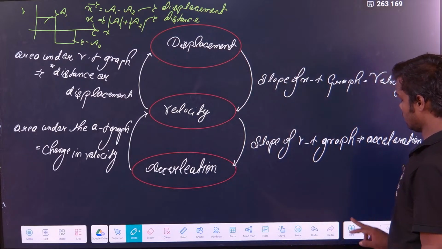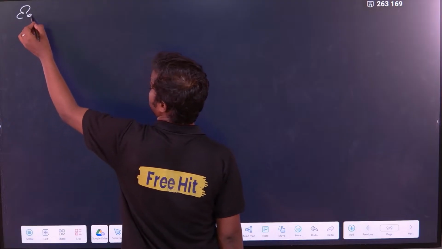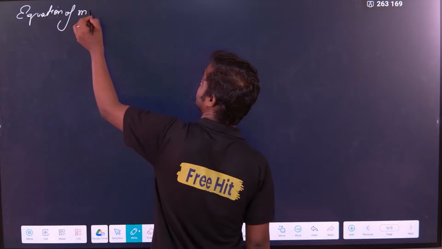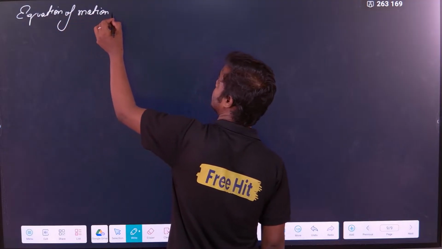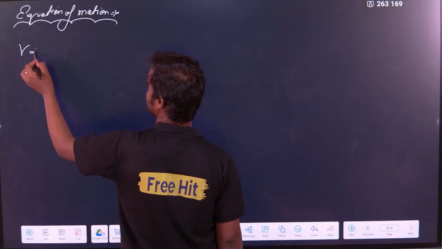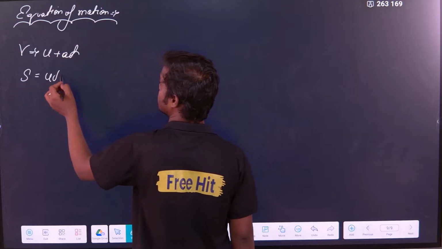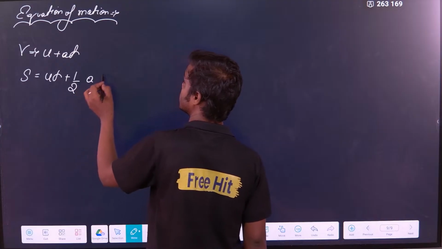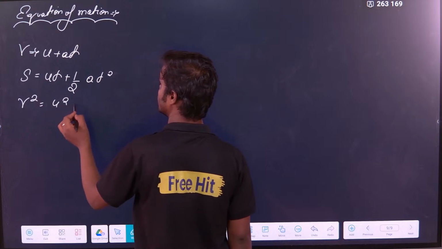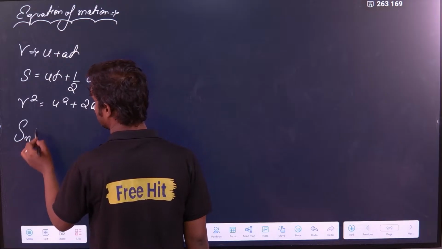Note it down. Now the next is a favorite topic, that is equation of motion. Derivation is not important for you, no need to know where you get this derivation. There are just four equations. v is equal to u plus at. Second, s is equal to ut plus half at square. And third is v square is equal to u square plus 2as.